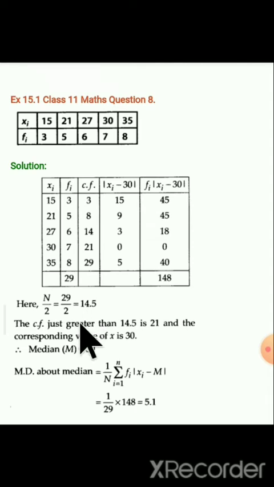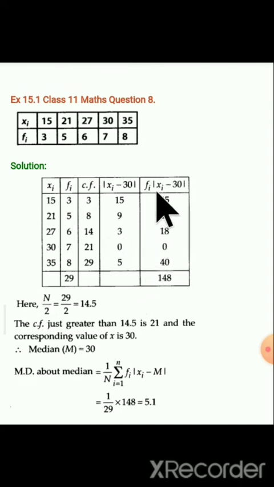Therefore we have to consider the value of capital M equal to the value just greater than 14.5. So here we should not consider 14, we have to consider the value greater than 14.5, that is 21. And we have to consider the corresponding value of x, which is 30, so that equals capital M. So xi minus 30: 15 minus 30 is 15, 21 minus 30 equals 9, 27 minus 30 equals 3, 30 minus 30 equals 0, 35 minus 30 equals 5.